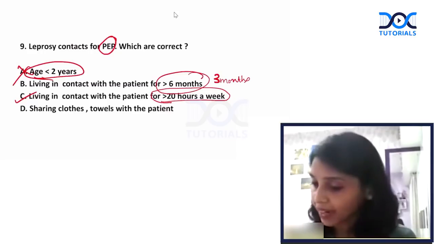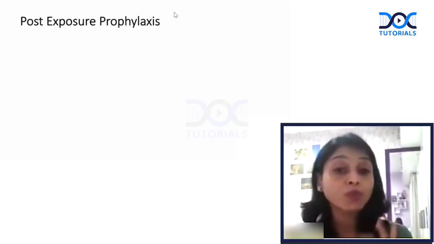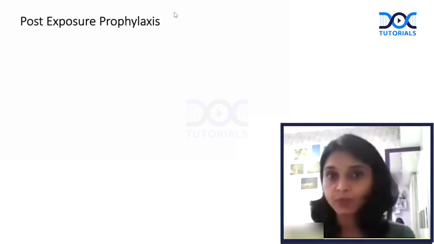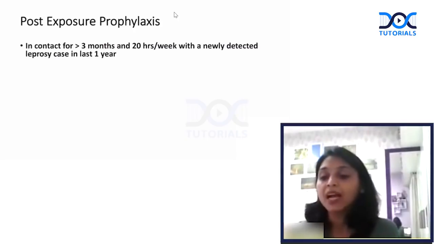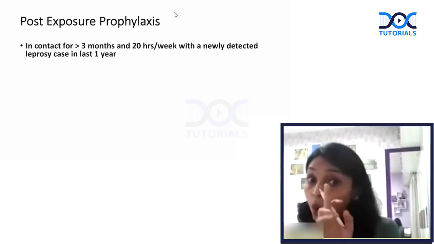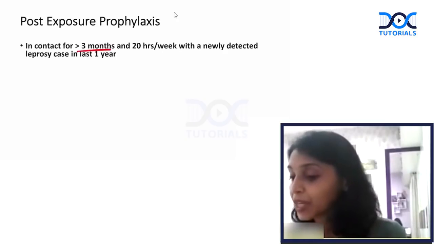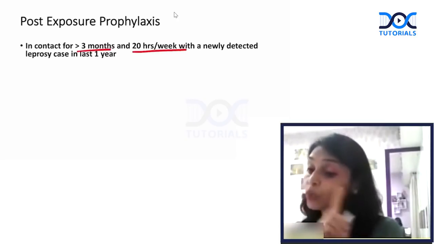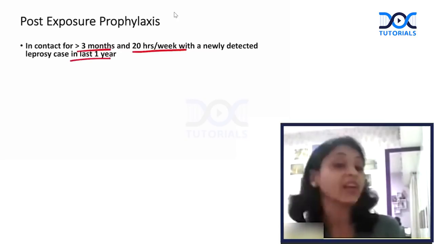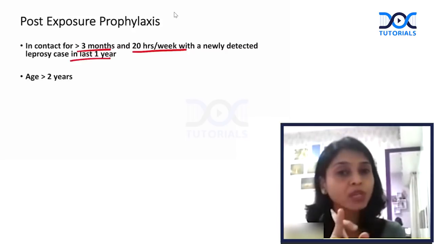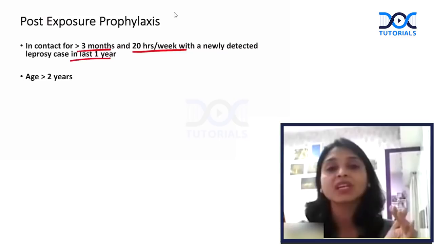Now let's see which are the criteria. I'll show you the criteria for post-exposure prophylaxis. So in leprosy, to whom will you give post-exposure prophylaxis? First, in contact for more than 3 months. In that question, it was 6 months, right? More than 3 months, 20 hours per week with the newly detected leprosy case in the last 1 year. That is the first criteria. Second, age should be more than 2 years. Keep these two things in your mind.